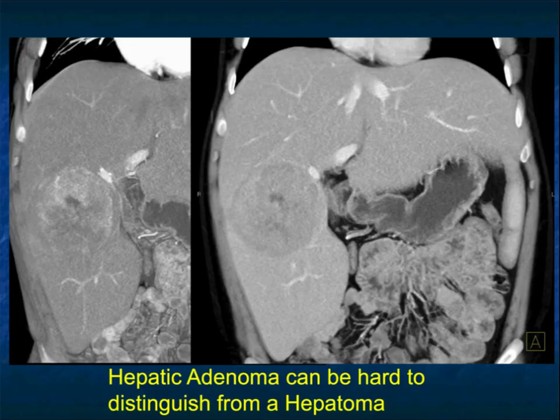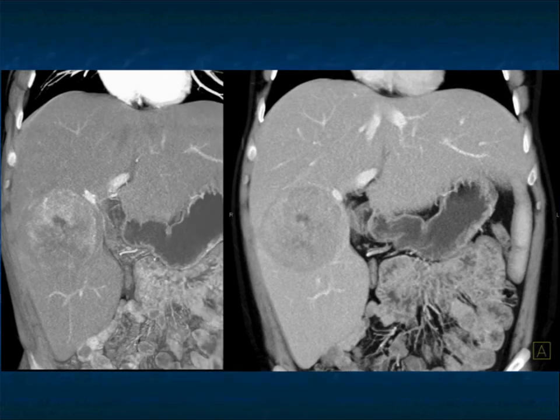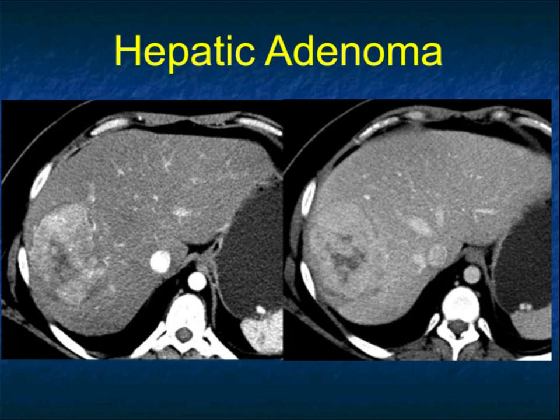What about this case? Large mass right lobe of the liver, pseudocapsule, central necrosis, vascularity. Again, big liver, it looks like cirrhosis. My first thought would be hepatoma till proven otherwise. This ended up being hepatic adenoma. Again, you could see why it's impossible at times to distinguish hepatic adenomas from hepatoma.